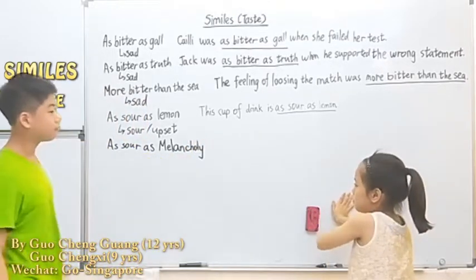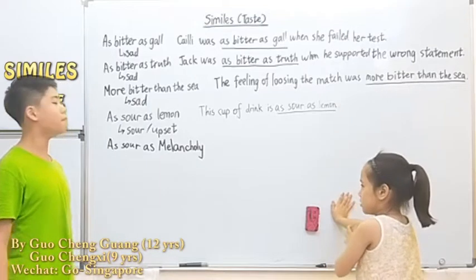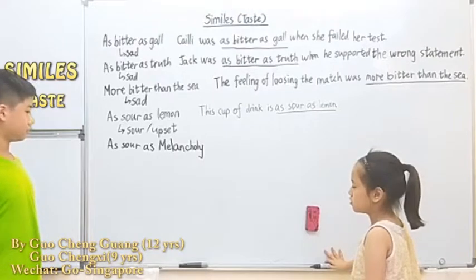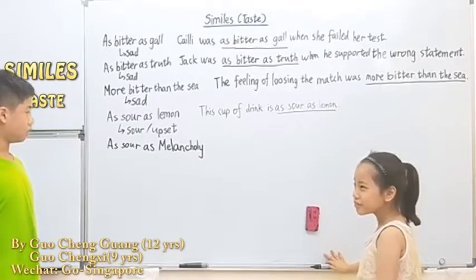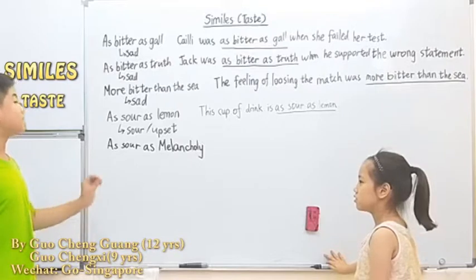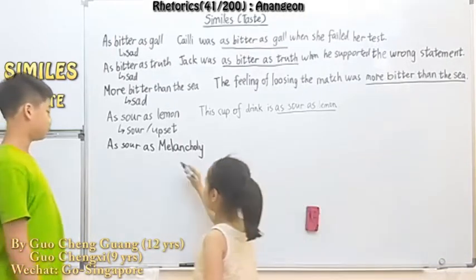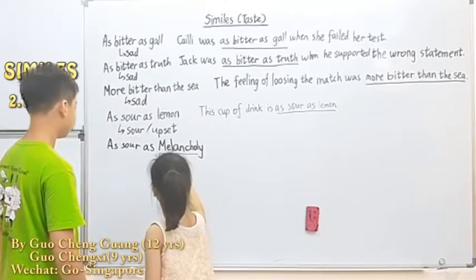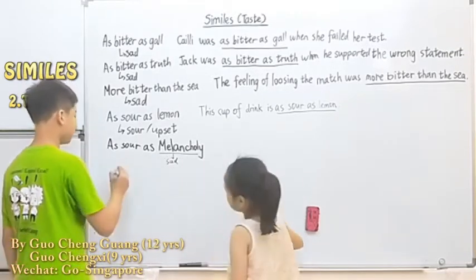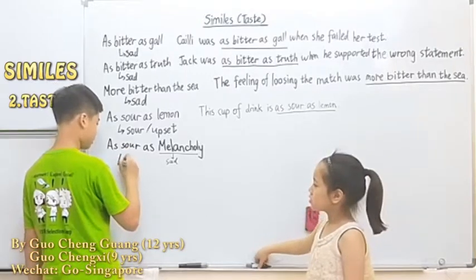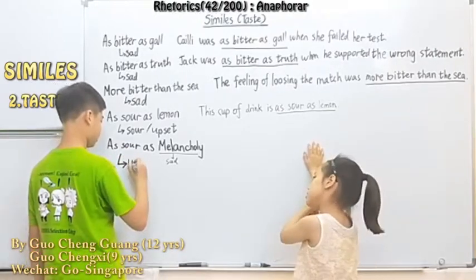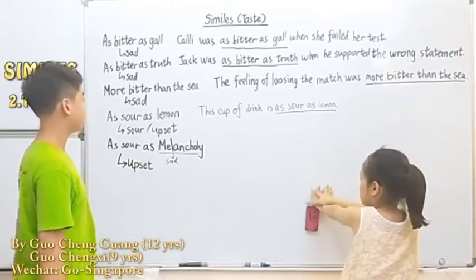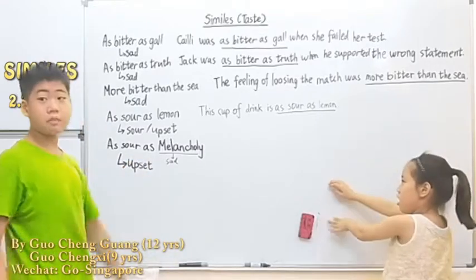You know this word? Melancholy. Yes, this is melancholy. What does melancholy mean? Is it a plant? No, it means sad. That means the meaning of this is sad, upset, or you can use disappointed, right? Okay. As sour as melancholy.